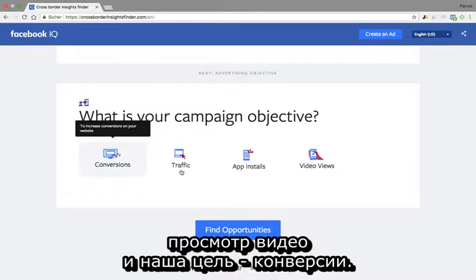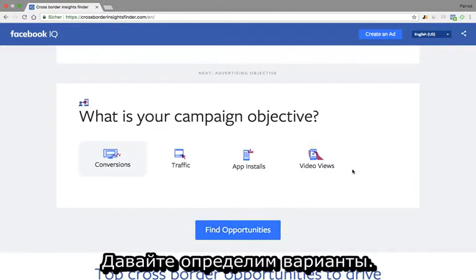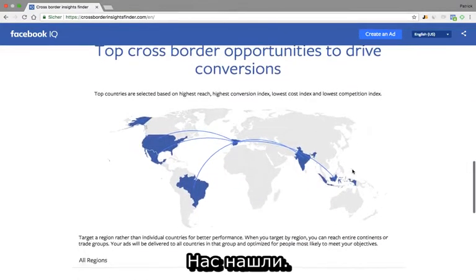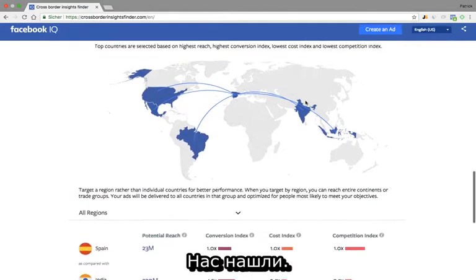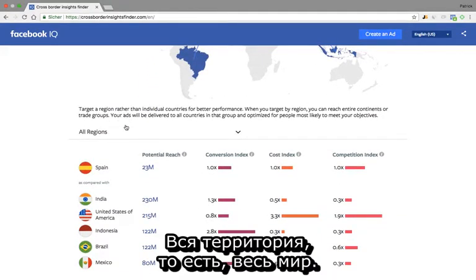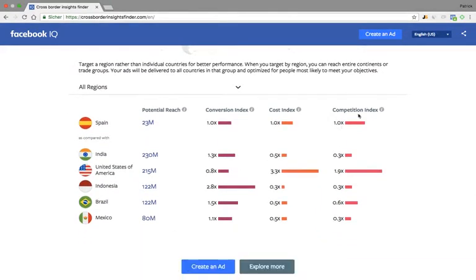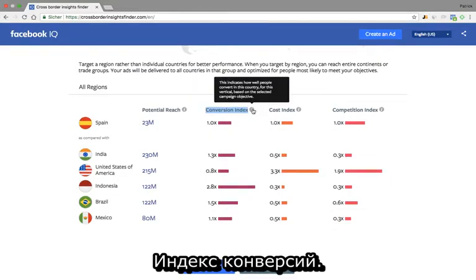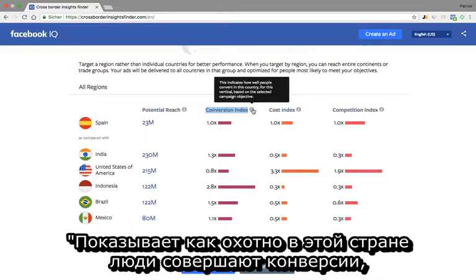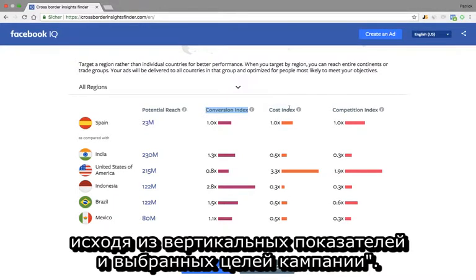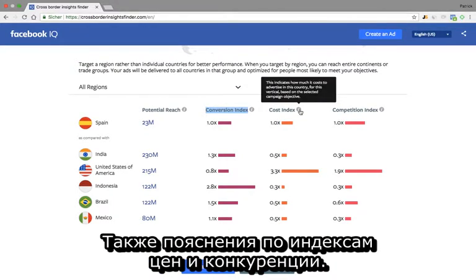Okay, let's imagine we're in the e-commerce industry, and of course our goal is not traffic, app installs, or video views. Our goal is conversions. Let's find opportunities. Okay, and the first opportunities they find us are all regions, so all over the world. And then it compares here the conversion index, which indicates how well people convert in this country for this vertical based on the selected campaign objective, and the same for cost and competition.